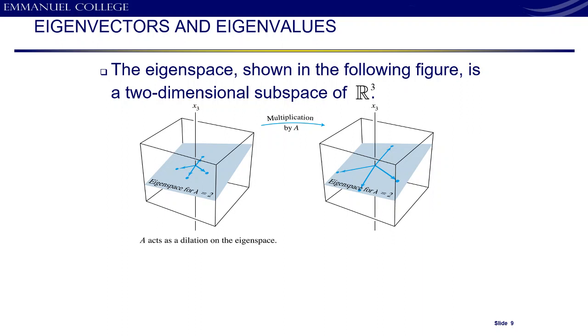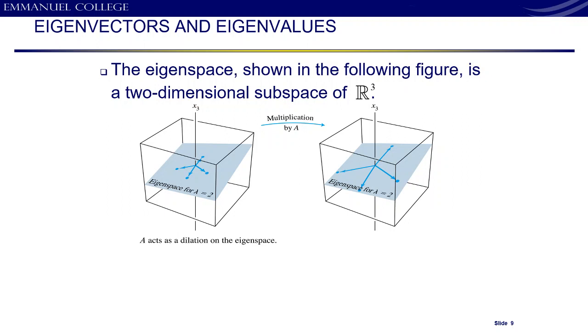So if you take a look at this one, the eigenspace that's shown in the following figure is a two-dimensional subspace of R3. So what it does is it takes anything that's on that plane, and if you multiply it by A, it's going to basically just stretch it. So again, our eigenspace, remember we said it was any linear combination. So it means any linear combination of those vectors are going to be basically stretched by a value of 2.